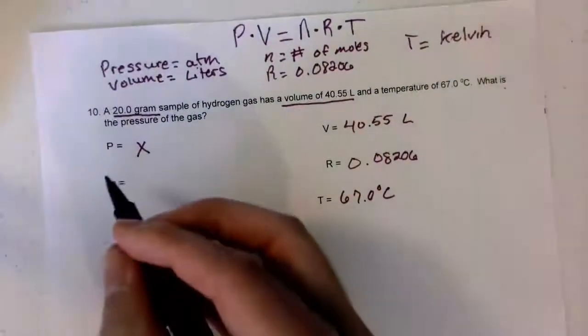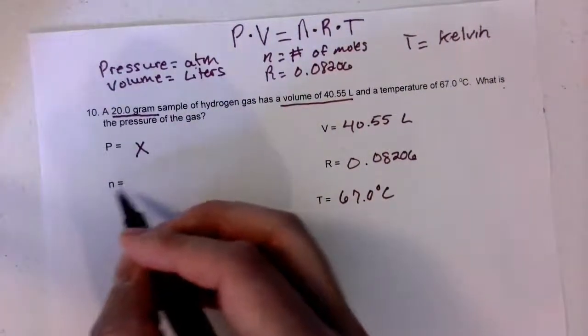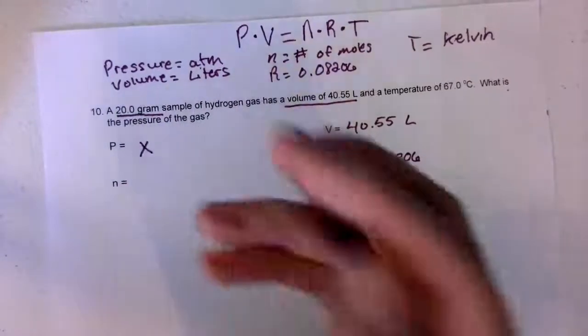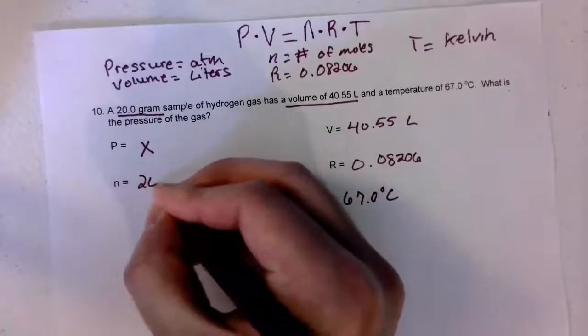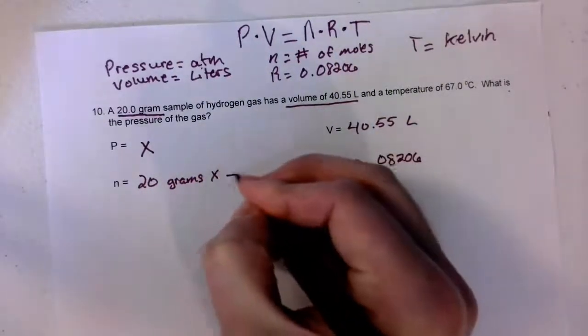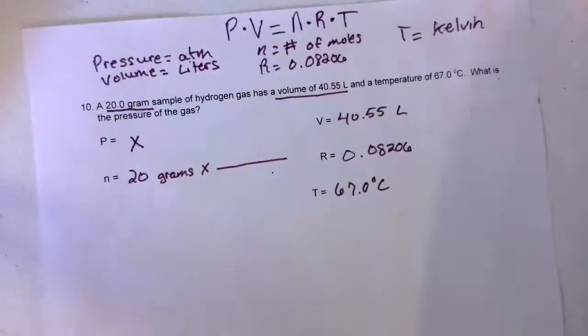Alright, so that means that this N, or the number of moles, we also don't know it, but we have this piece of information, this 20 grams. And some of you might be thinking, oh man, we're going to have to convert the grams into moles, aren't we? And you are correct. We're going to convert grams into moles.